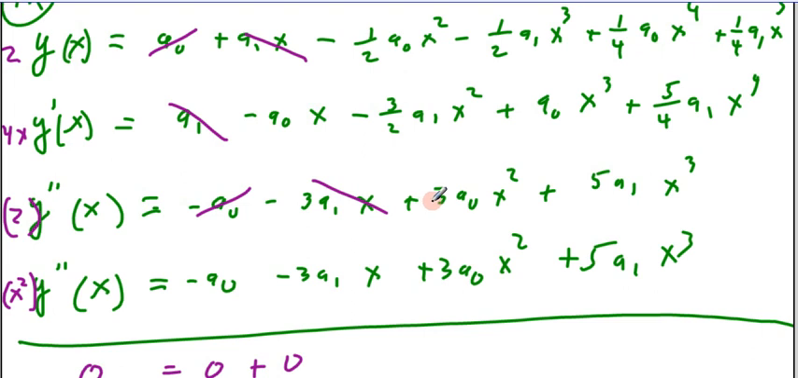And I'm looking at the x squared term. I have minus a0, minus 5a0, minus 5a0, minus 6a0, plus 6a0. The x squared term goes away.